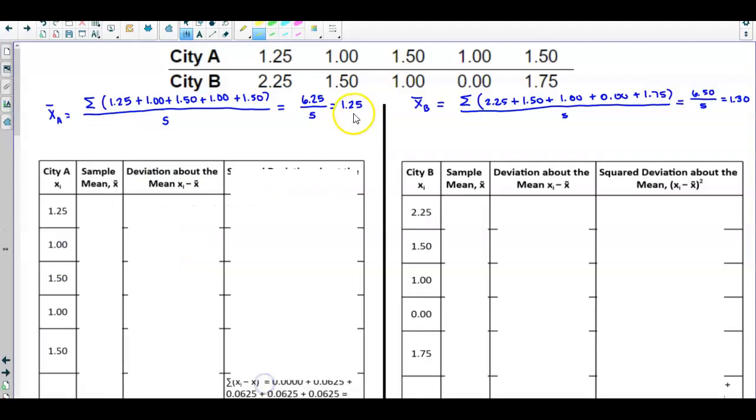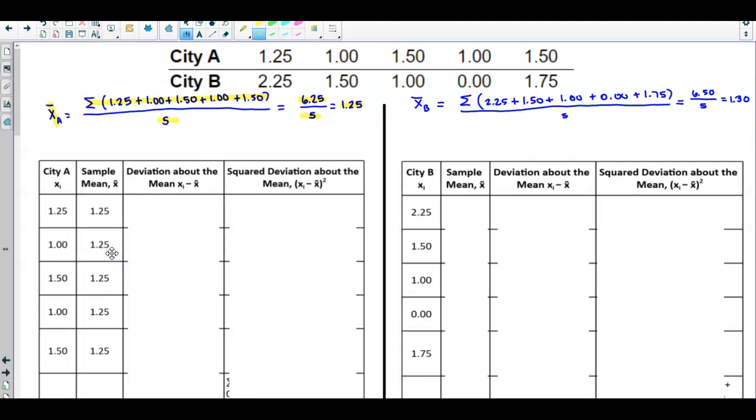So we're going to find the variance for both city A and city B. In here, I've put in the information. So there's city A and there's city B. The first thing we need to do is find the sample mean for city A. Here is our first column: 1.25, 1.0, 1.50, 1.0, 1.50. To find the sample mean of city A, we find the sum of those values and divide by 5. So 6.25 divided by 5 gives us a sample mean of 1.25. Then we create a column that has the sample mean of 1.25 for each cell.